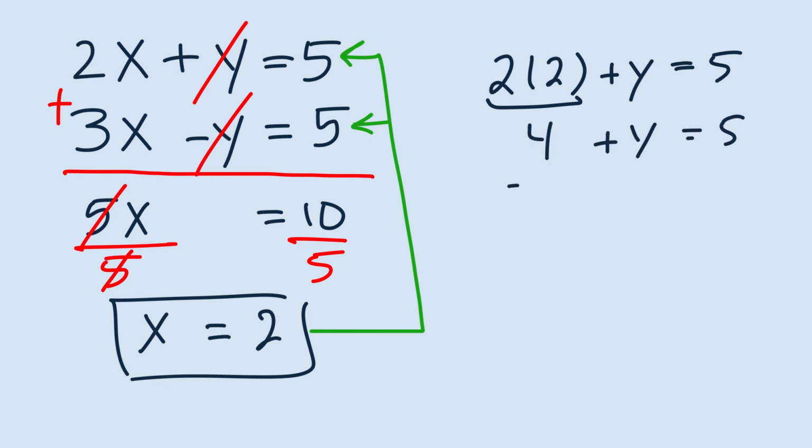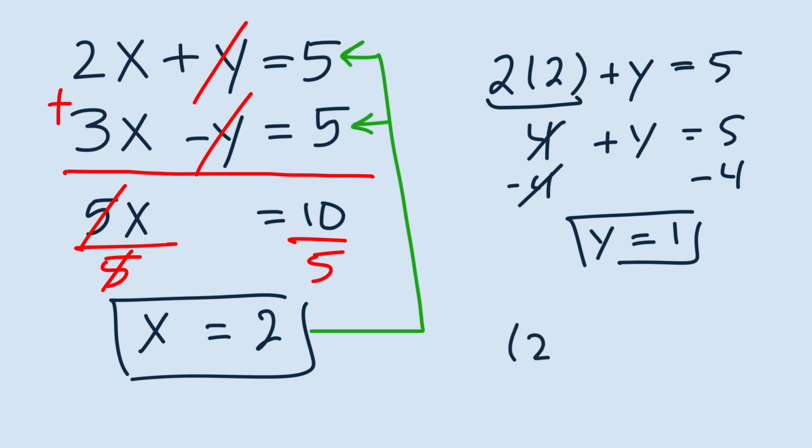Now I can simply subtract 4 from both sides. These will cancel out, leaving y on the left hand side of the equation. We have 5 minus 4, which equals 1. So the solution for this system of linear equations is (2, 1).